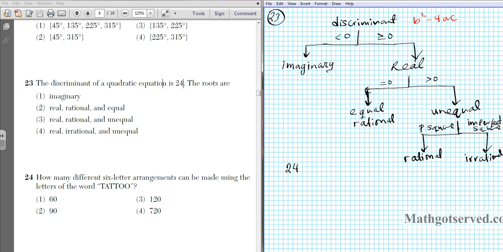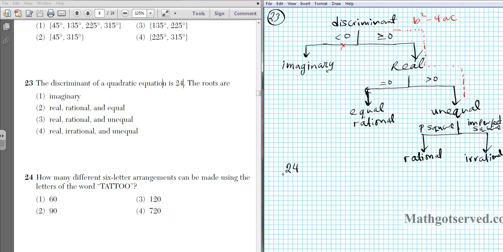Is it 0? No, it's not 0. So since it's not 0, we know we don't have a double root right here. So it cannot be equal. So we know that it's unequal. We have two unequal roots. Now to determine if they're rational or irrational, let me show you. We came down here, we found out it's positive, now we're going here. Now the question is, are we going left or right?